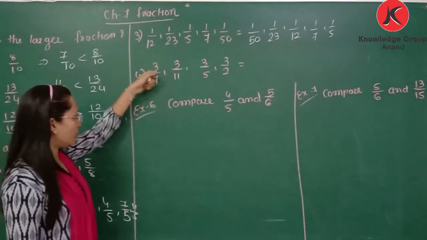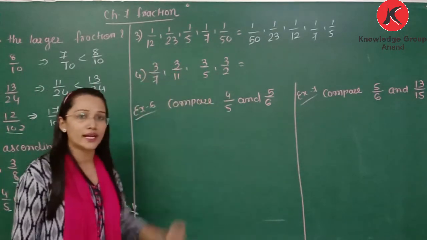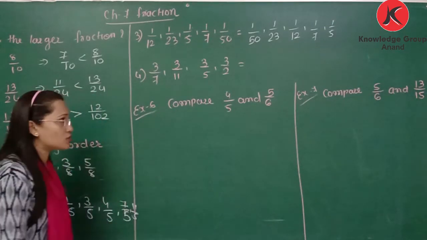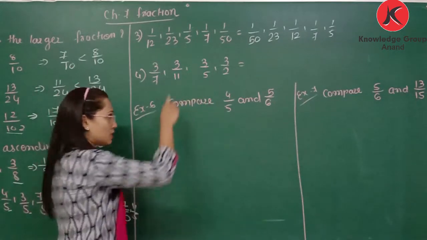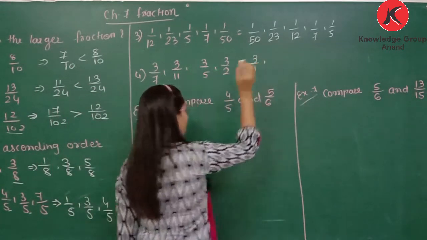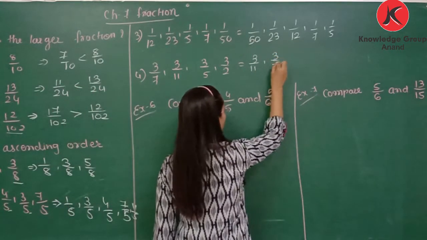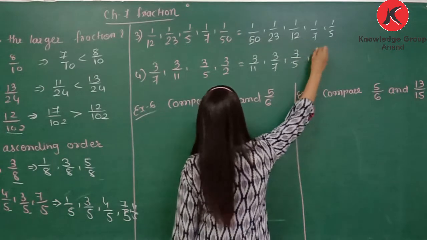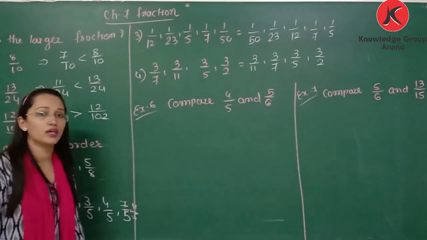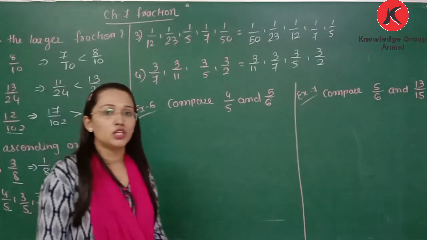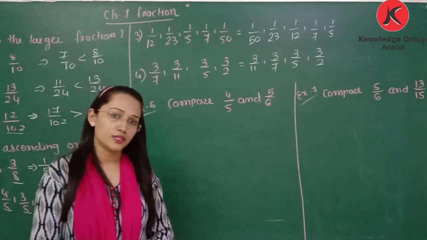Now next: 3/7, 3/11, 3/5, 3/2. You can see the numerators are the same, so again the largest denominator becomes the smallest. Which one has the largest denominator? 11. So 3/11 will be the first fraction, the smallest. Then 3/7, then 3/5, and 3/2 will be last. Clear? This way you can compare like fractions, whenever the denominator is the same or the numerator is the same.